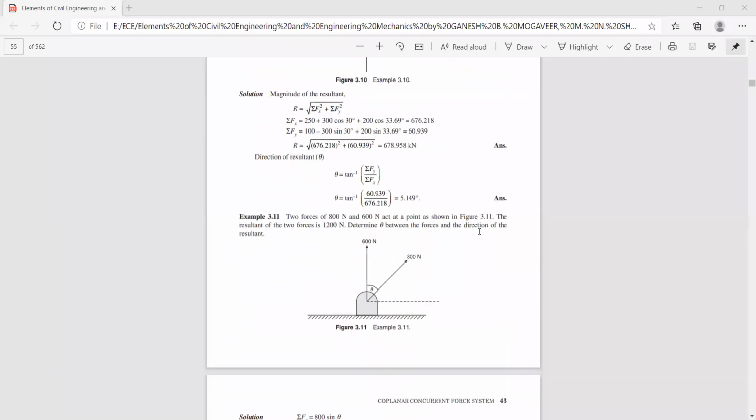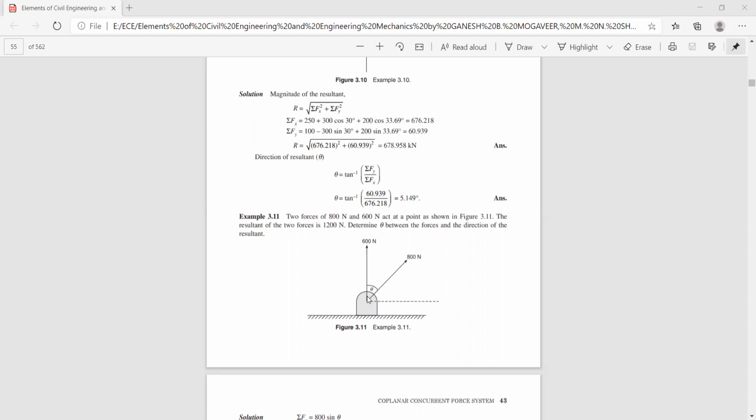And now one more typical problem here. You have two forces, 800 Newton and 600 Newton, acting at a point as shown in the figure. The resultant of the two forces is 1200 Newton. The value of the resultant is given here. Determine the angle between the forces and the direction of the resultant. So here the resultant value is given to you, that is 1200 Newton, and you don't know the angle between these two forces. So this angle theta you need to find.